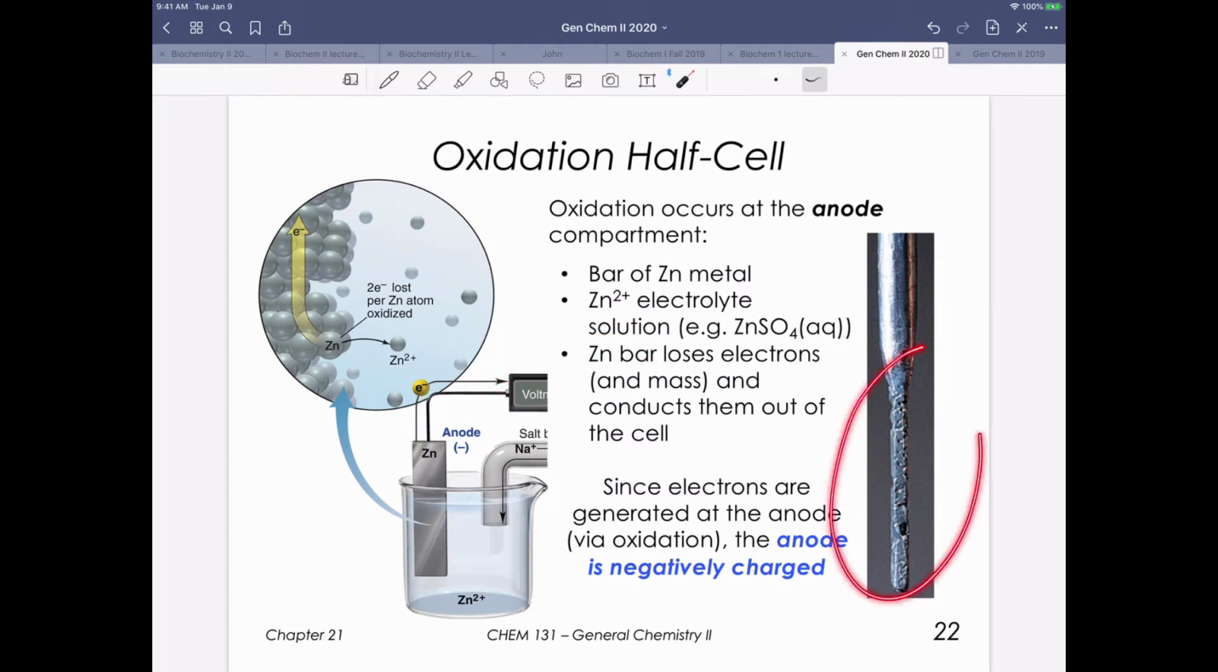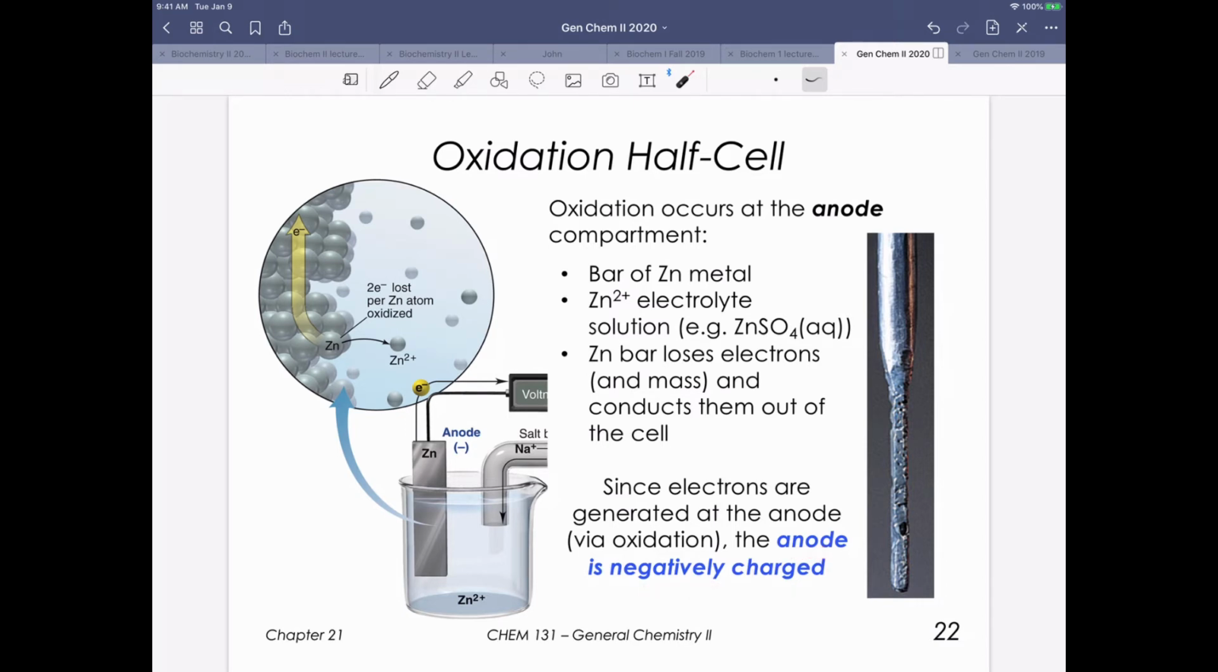Here we can see a picture of what that zinc electrode looks like after we've let this chemistry proceed for a while. It actually gets smaller, and that's because some of that solid zinc that we could physically see becomes zinc ions in solution. Again, just some pieces that we already know, but stating them here again. Electrons are again generated at the anode because that's where oxidation occurs. That's why the anode is negatively charged.